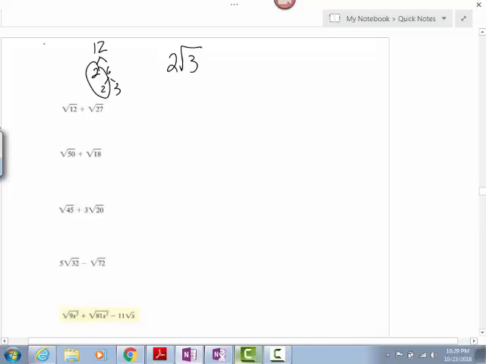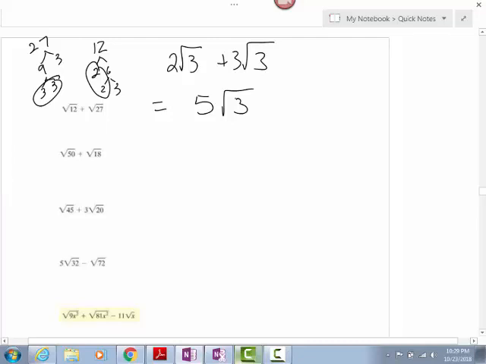Okay. Let's think of the number 27. Well, that's 9 times 3. That's 3 times 3. So the number that's going to come outside is a 3. The number that's going to stay inside is also a 3. So when we add those together, that'll just give us 5 square roots of 3. Okay.